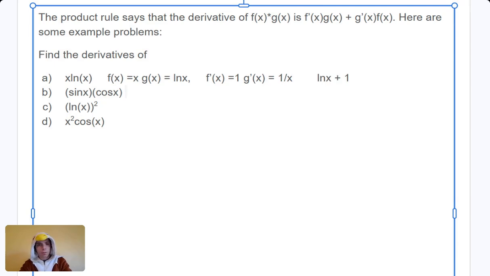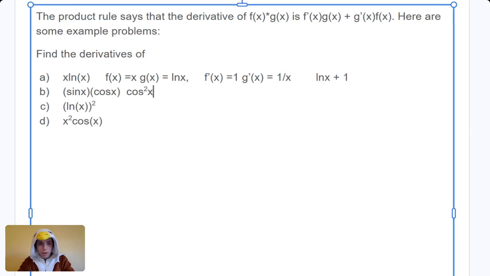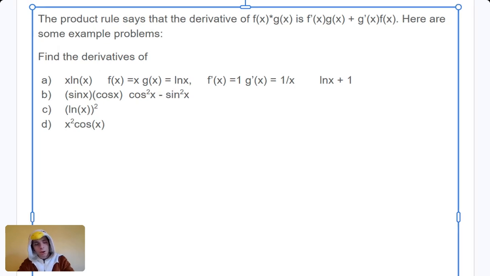Now for sine x times cosine x, we have the derivative of sine x is cosine x, so we're multiplying that by cosine x, so we have cosine squared x, and then the derivative of cosine x is negative sine x times sine x, so we have minus sine squared x. Now for ln of x squared, that's basically ln of x times ln of x, so both f and g are ln of x. We have ln of x over x plus ln of x over x.